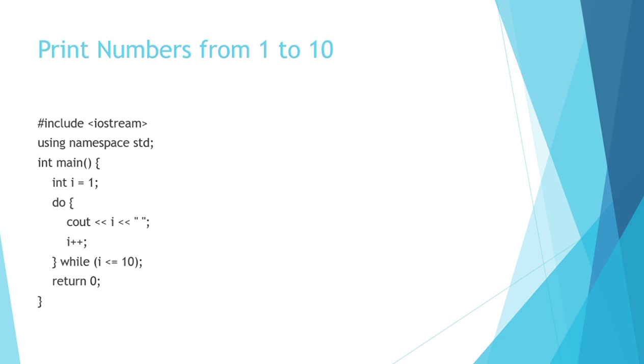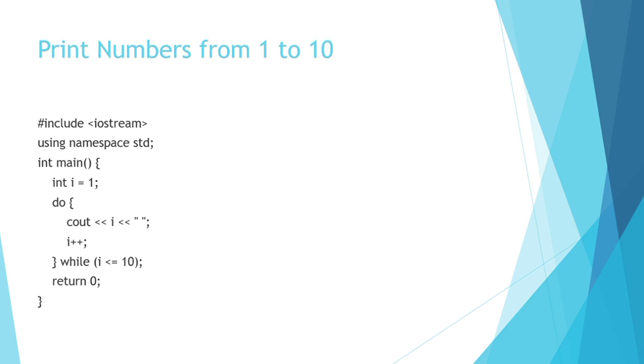i++. This is the increment operation. i++ increases the value of i by 1 after each loop iteration. After the first iteration, i becomes 2. After the second iteration, i becomes 3, and so on.